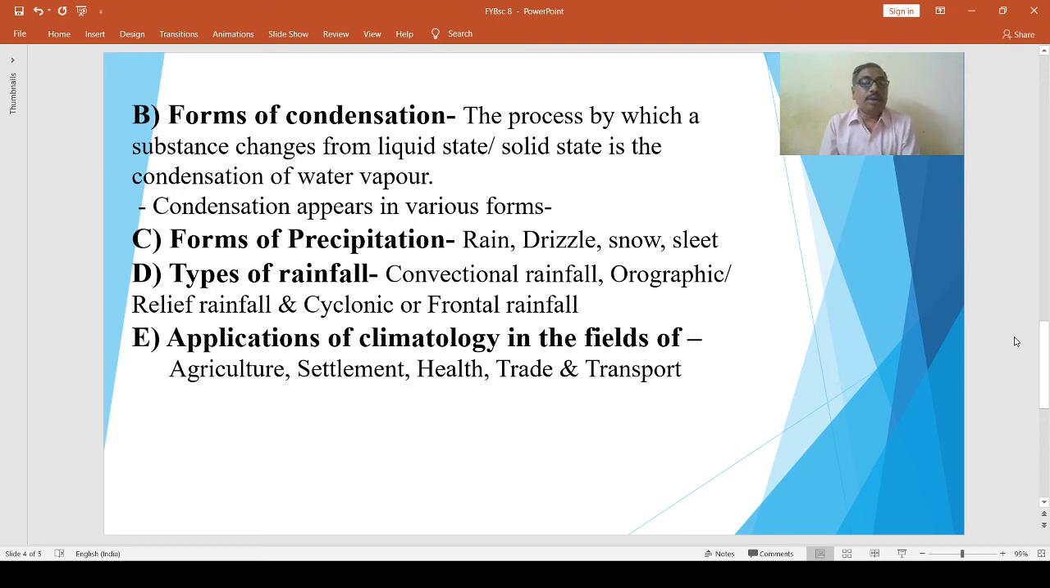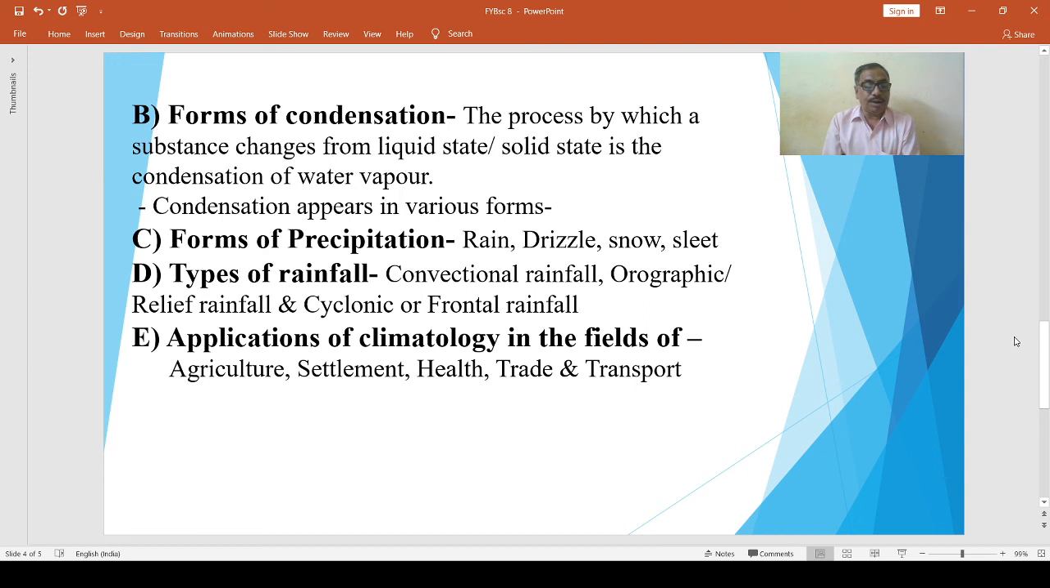Then the settlement, application of climatology in the field of settlement. Humans tend to settle in areas where climate is survivable. All human settlements are in part weather dependent. Housing has to be designed to protect against adverse weather. Weather and climate play a major role in urban planning and development of new settlements.